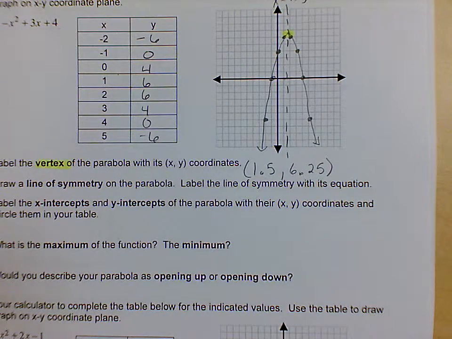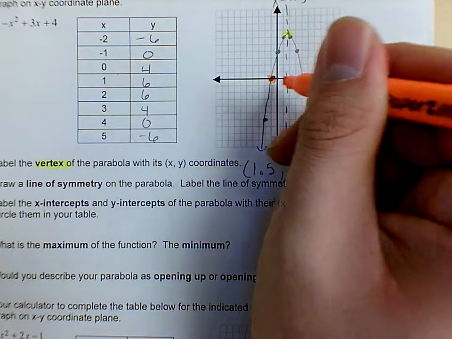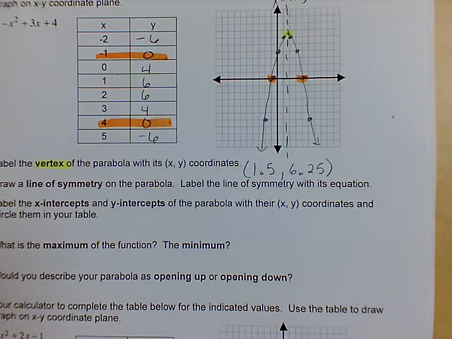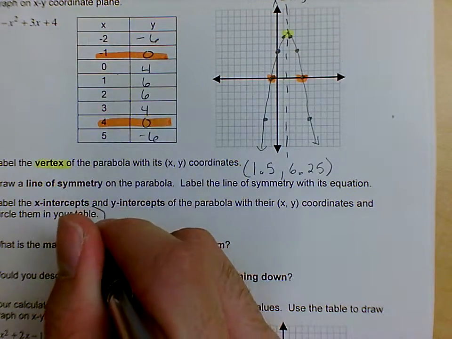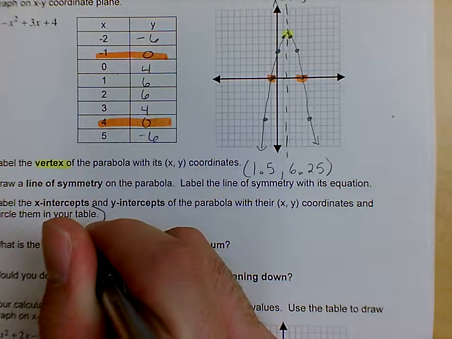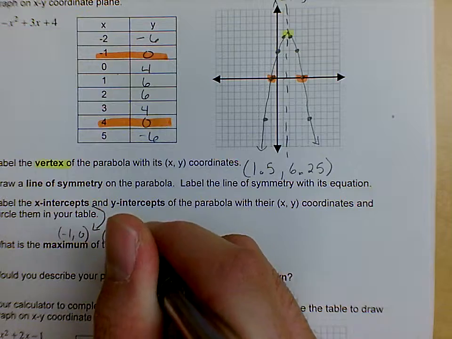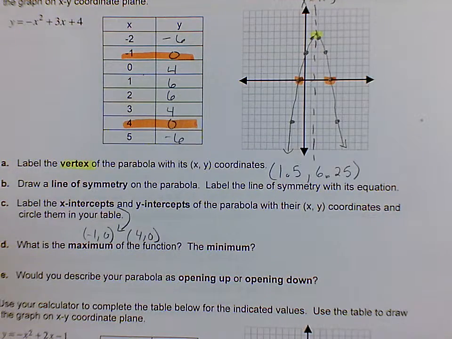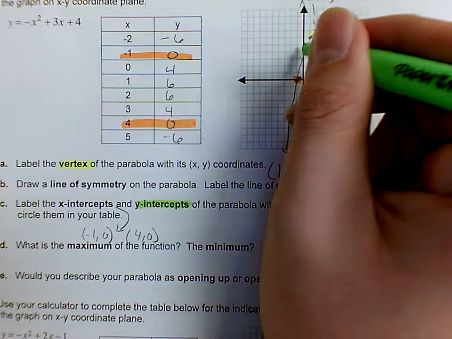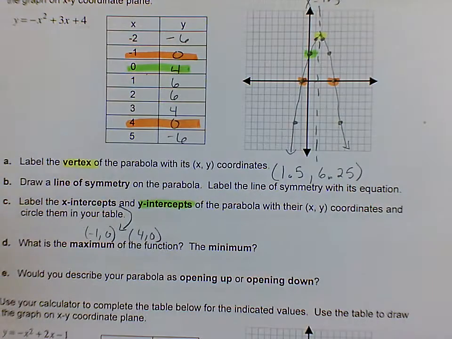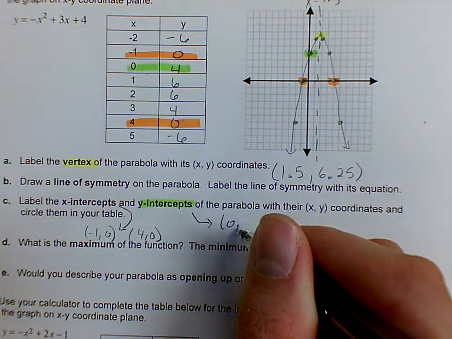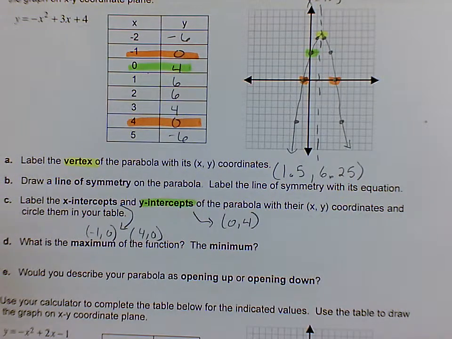The x-intercepts, I'll color them in orange, right there and right there, and in the table. So my x-intercepts are going to be -1, 0, and 4, 0. My y-intercept is going to be right there, and that's 0, 4. Perfect.